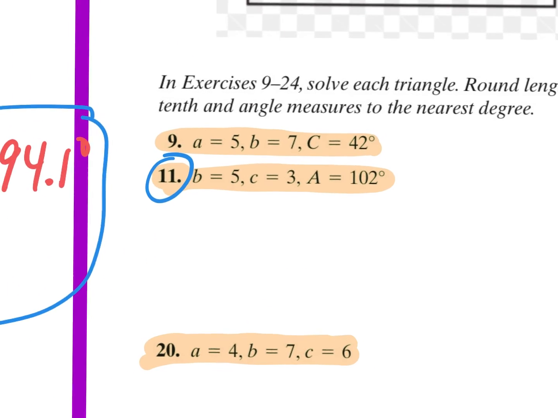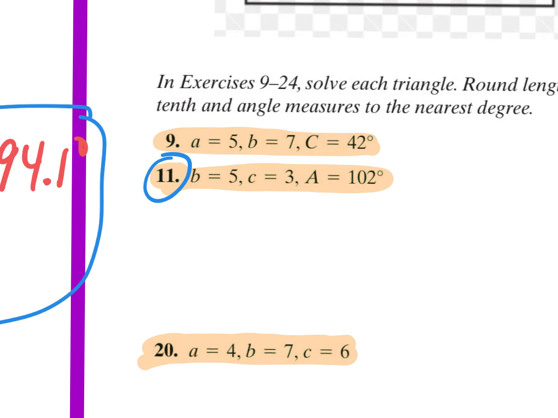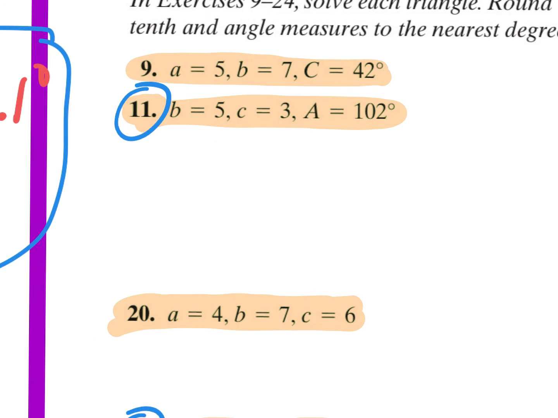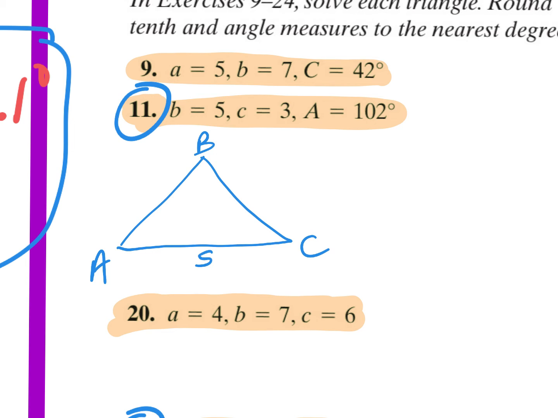We're good to go. Do I have a picture to refer to? No. So what should I do? Well, let's draw one, okay? Again, we're going to name our angles with capital letters, our sides with lowercase. So across from angle B is side B, which is 5. Across from angle C, which is side C, is 3. And across from A, I don't know what that is, correct?